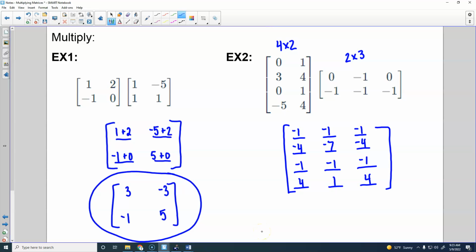Okay, so here's what I've got. The third row is just negative ones. And then I've got 4, 1, 4. Is that the same as you guys got?